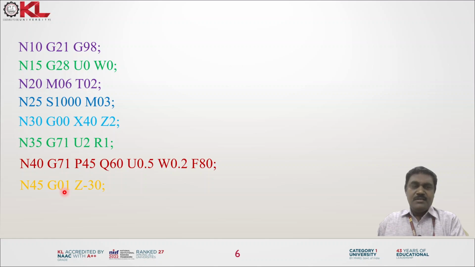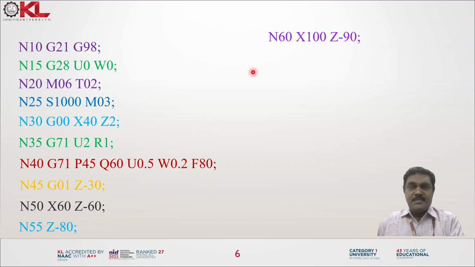Then G01 Z minus 30. This is the starting block number. And X60 Z minus 60. And N55 Z minus 80. And X100 Z minus 90. So this is the ending block number. Okay. So after this, we go for the finishing cycle.